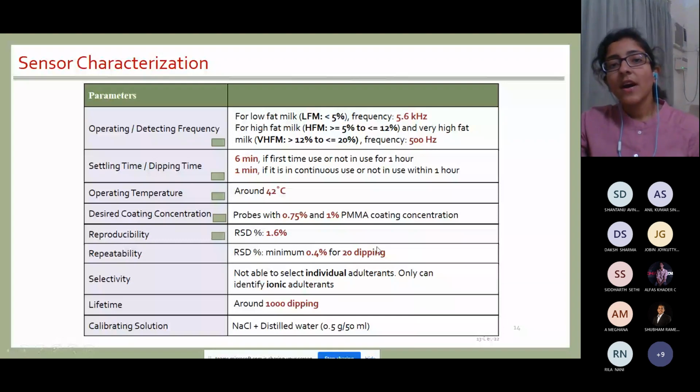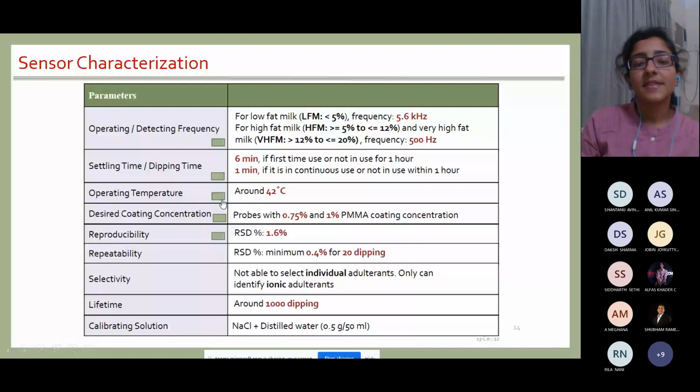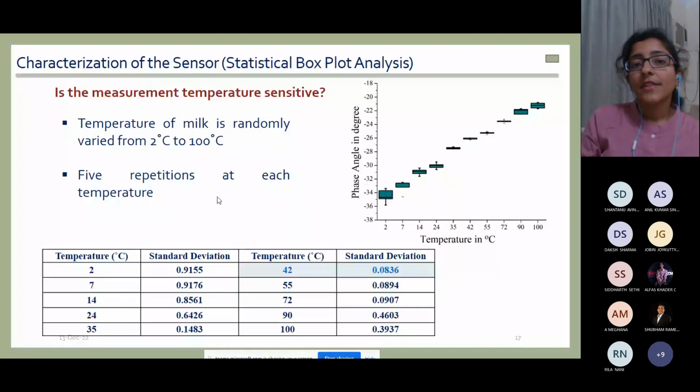for continuous use. Then we found that, okay, we are dipping the sensor, but whether the environmental temperature, meaning the room temperature, whether we need to do it in cold temperature or hot temperature, what are the possibilities. So we gradually increased the temperature. Why? For that we saw that at a temperature of 42 degrees, if we measure 5 repetitions, 10 repetitions, we are getting some data.